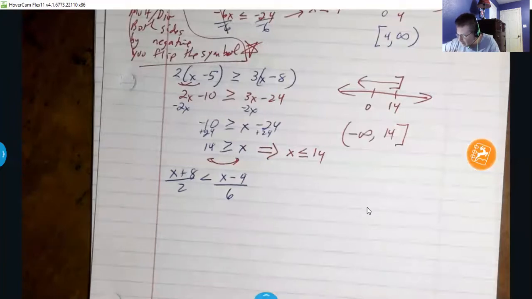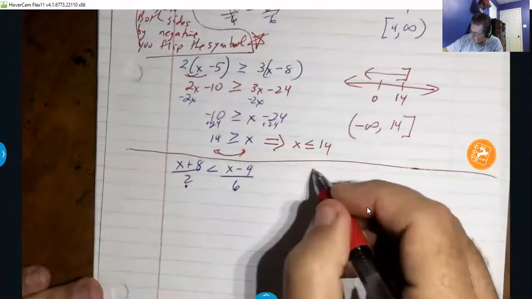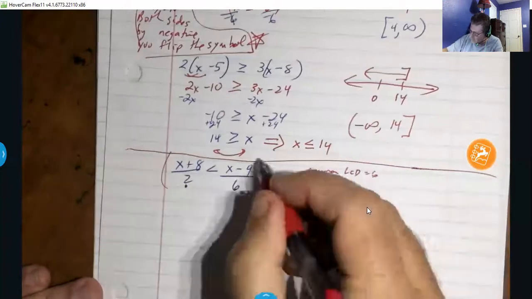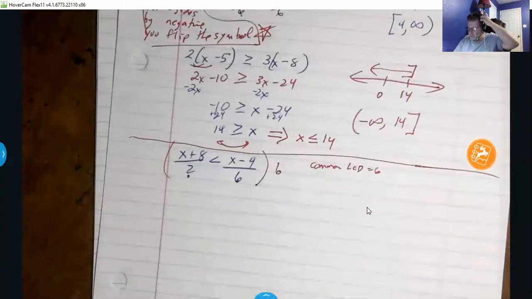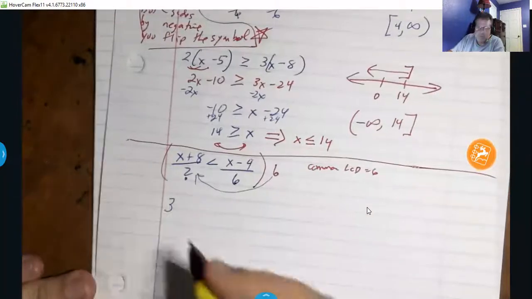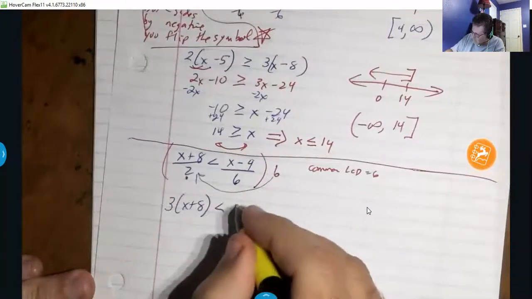Switch sides. All right, so what about fractions? Fractions are great. You can still use the same rule of getting rid of your fractions. If I wanted to get rid of fractions here, I'd get a common denominator, or common LCD, which would be 6. So multiply everything by 6. Now, how do I deal with that when it's in a fraction? Well, when this multiplies to the 2, that's going to leave me a 3, right? 2 goes into 6, 3 times the x plus 8 is less than x minus 9.